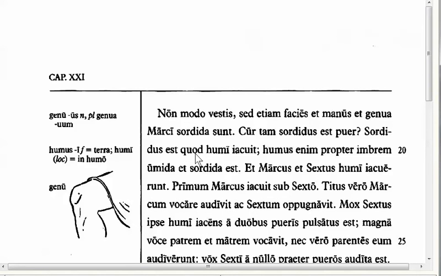Sordidus est quod humi iacuit, humus enim propter imbrem umida et sordida est. Okay, so he is dirty, he's filthy, because he lay on the ground. Here we have iacuit. Okay, this is another example of a perfect. It has the third person singular ending it. So e, isti, it, third person singular perfect active indicative.